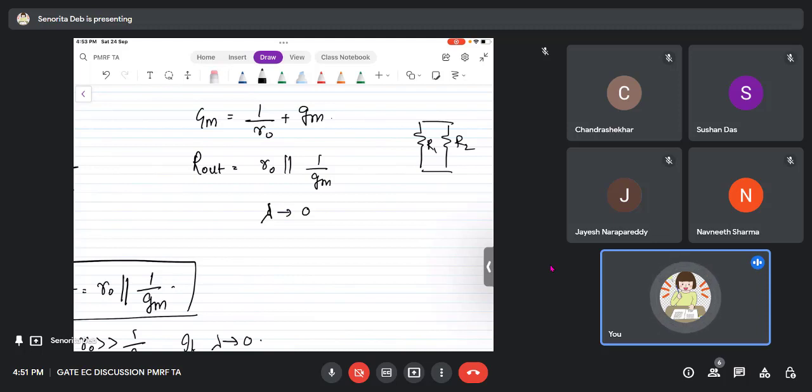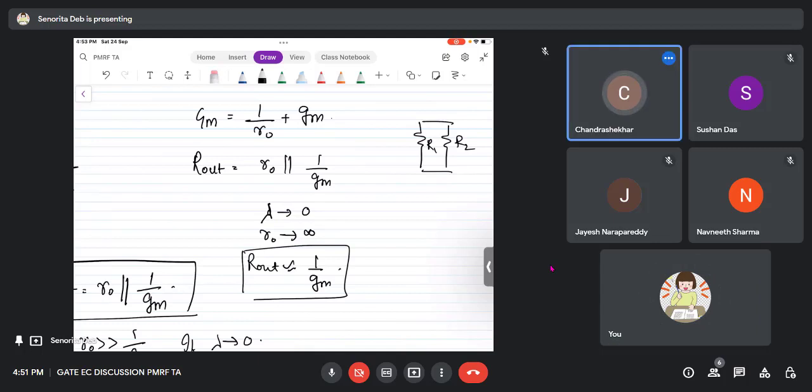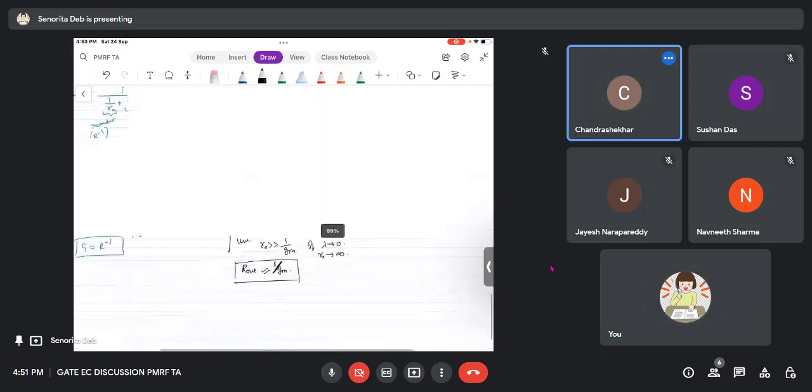So now if lambda tends to 0, that means channel length modulation is not present. It's an ideal circuit. Therefore R naught tends to infinity. Therefore R out is approximately equal to 1 by GM. Yes, ma'am. Now it is fine? Can you zoom in?